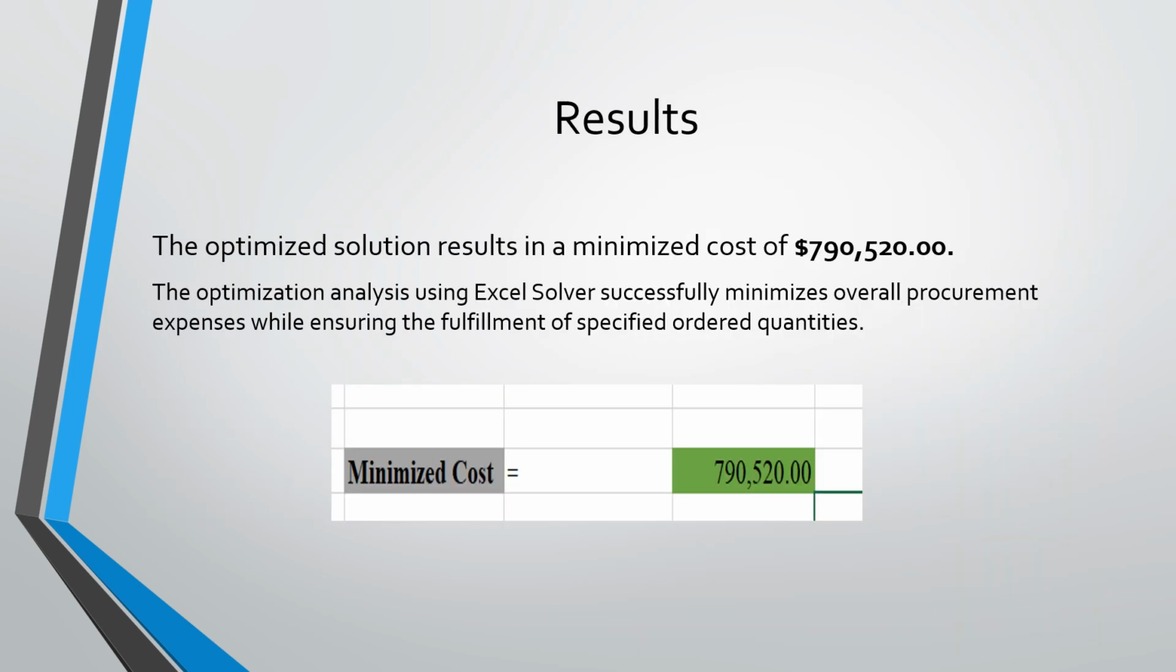In the results, the total optimized solution results in a minimized cost of $7,90,520. The optimization analysis using Excel Solver successfully minimized overall procurement expenses while ensuring the fulfillment of specified order quantities. The minimized cost is given below.